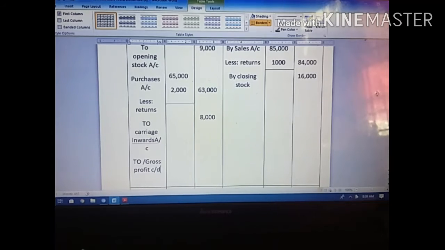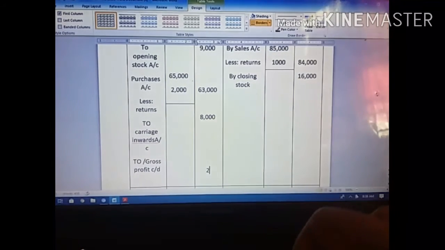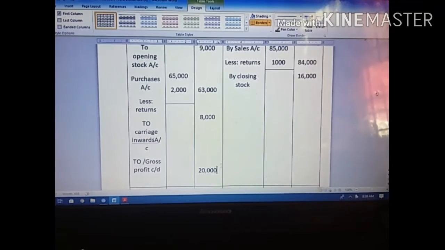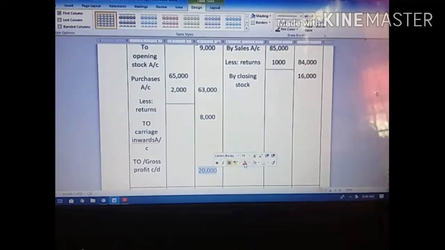So this gross profit you have to transfer to the P&L account. So the amount is 20,000. So how can we find out this 20,000? 1 lakh minus 80, we will get 20,000. This is the gross profit we have to find out through the trading account.